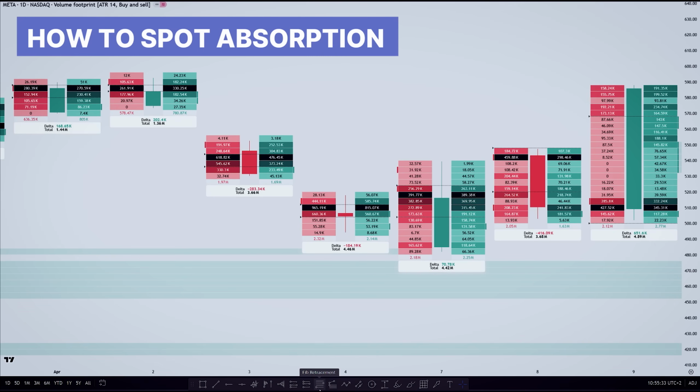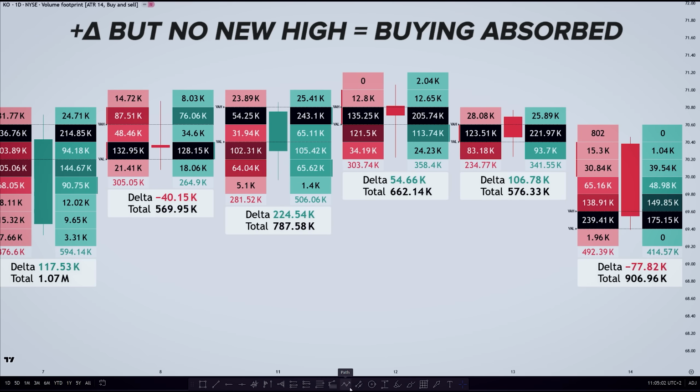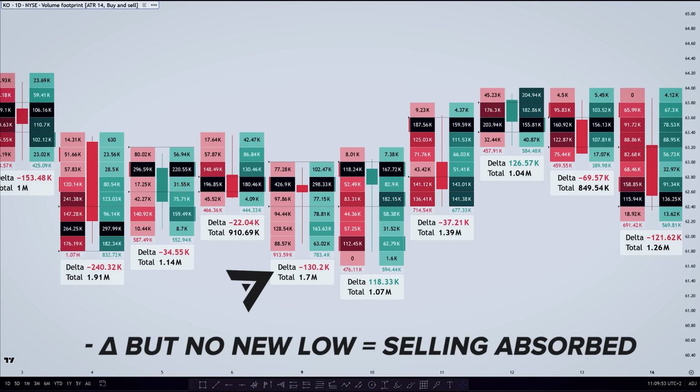Here's how to spot absorption. High volume plus no price movement equals absorption. Large positive delta, but price can't make new highs equals buying being absorbed. Someone is selling into that strength. Large negative delta, but price can't make new lows equals selling being absorbed. Someone is buying that weakness. The market is trying to move, but something is stopping it.